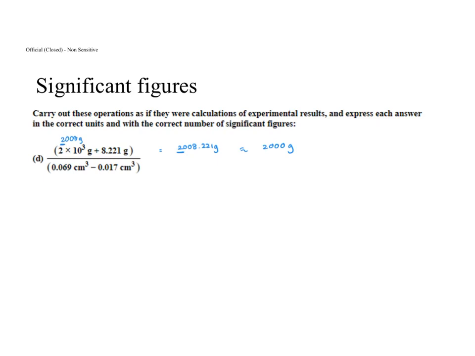Now we look at the numbers below. 0.069 minus 0.017 equals 0.052 centimeters cubed. This has two significant figures.